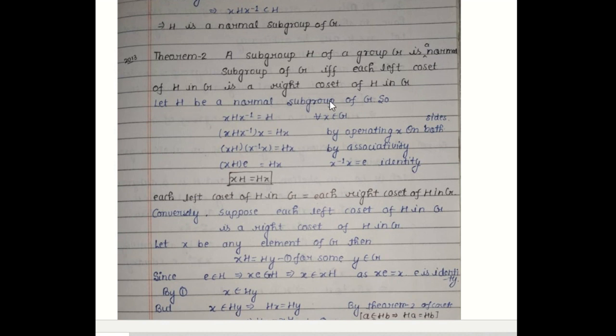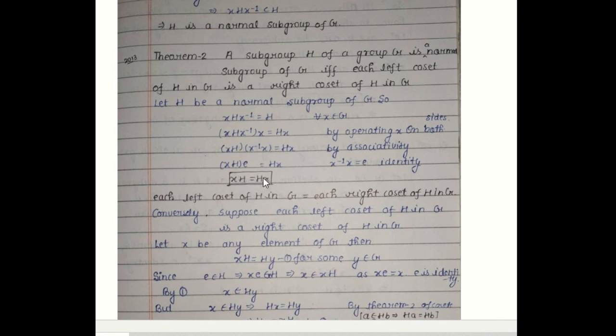So let H be a normal subgroup of G. By theorem 1, we have x H x inverse equal to capital H for all x belonging to G. Now we post multiply both sides of this equation by x. On the left hand side, by associativity, and since x and x inverse are inverses of each other, this will be equal to E, and easily we have xH equal to Hx.